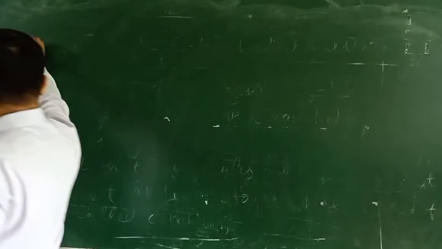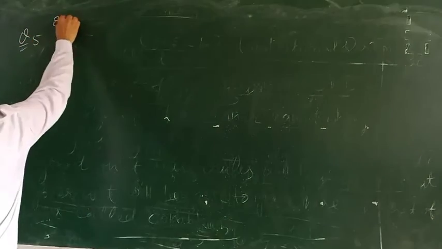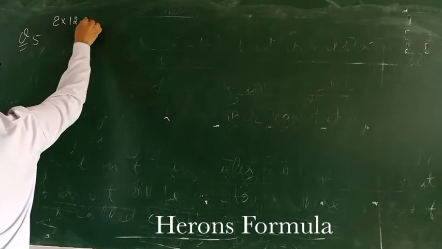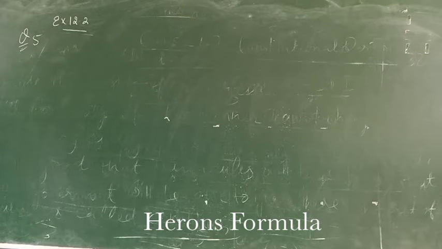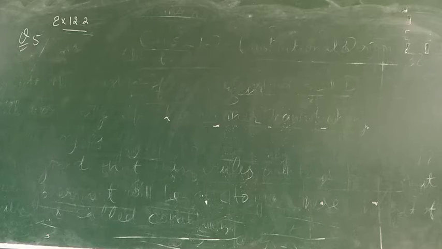Question number 5, exercise 12.2, Heron's formula. The question says a rhombus-shaped field has green grass for 18 cows to graze. If each side of the rhombus is 30 meters and its longest diagonal is 48 meters.